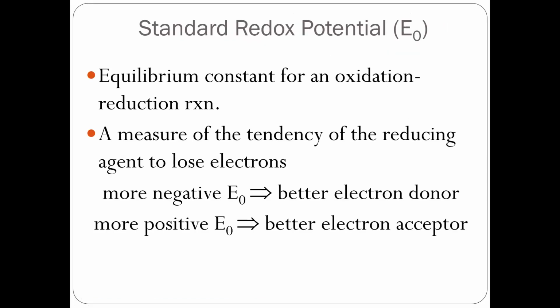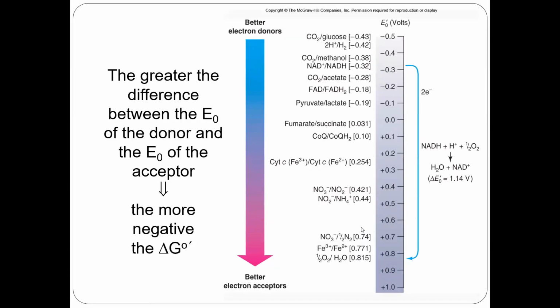Now, I just mentioned there is an equivalent constant for the oxidation reduction, the redox potential. More negative is a better electron donor. More positive is a better electron acceptor. That's why you will see the electron transport chain sometimes looks like this: at the beginning it is more negative, at the later it is more positive.